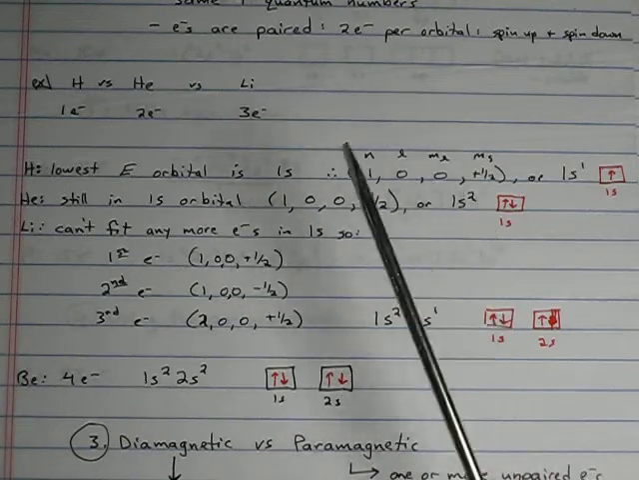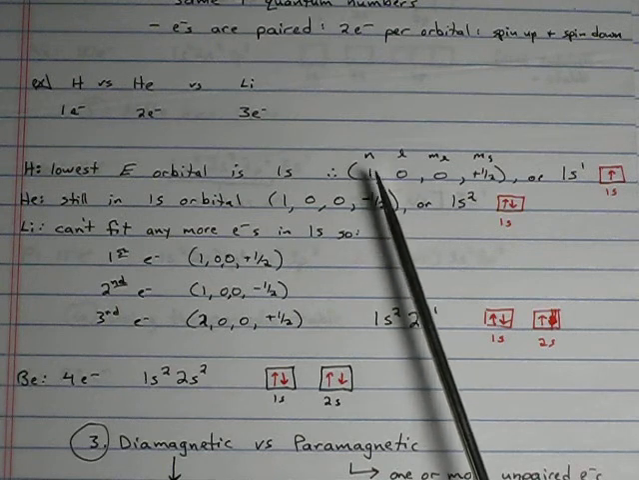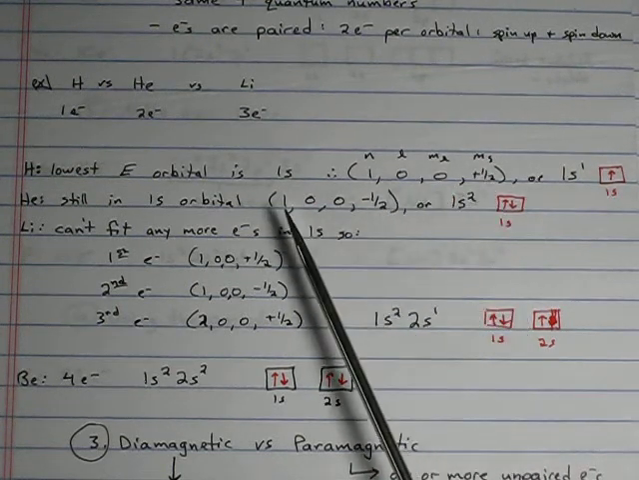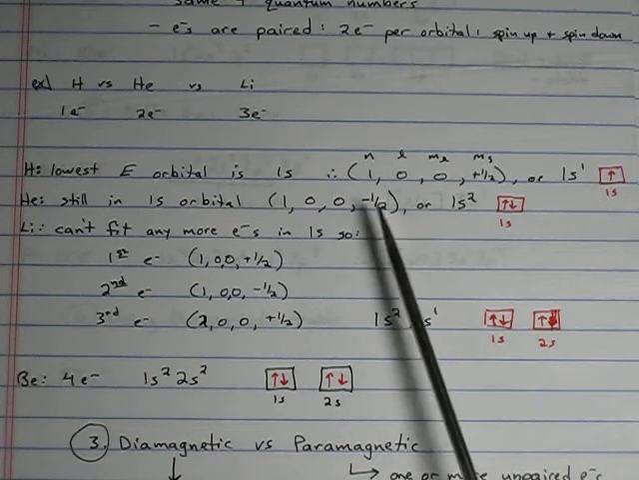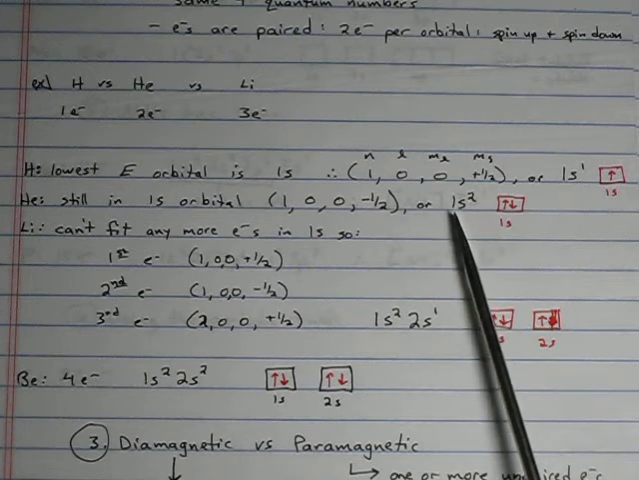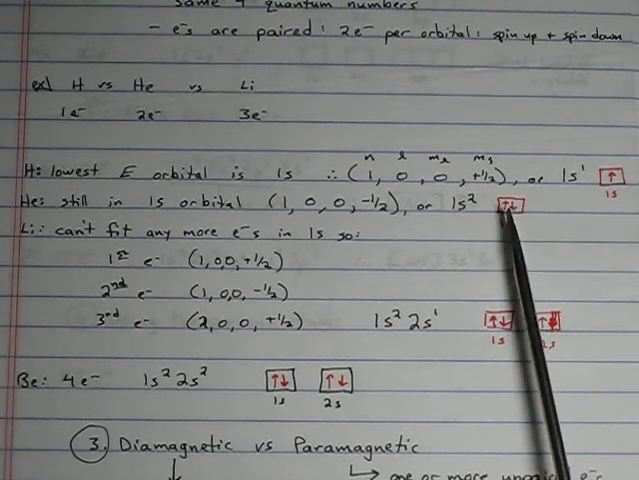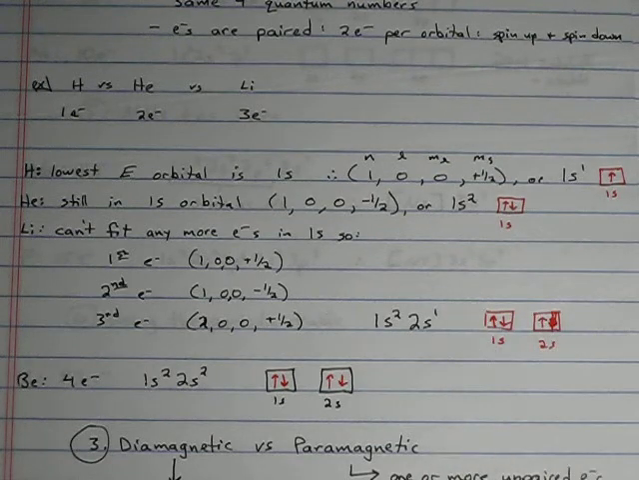For helium, it has 2 electrons. The first electron is the same as the hydrogen electron, 1, 0, 0, plus 1/2. The second electron then is 1, 0, 0, minus 1/2. We will indicate that as 1s2, and we can draw it like this. Here's our 1s orbital with 1 electron plus 1/2, the other electron minus 1/2.